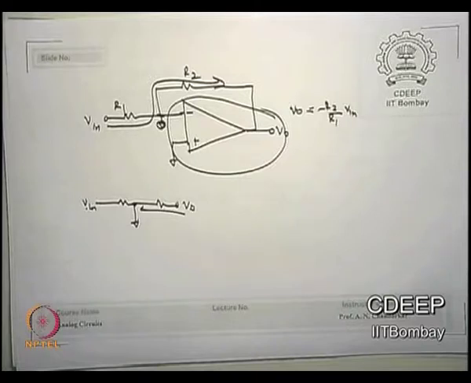R2 by R1, so I kept the ratio the same. 10 ohm by 1 ohm is 10, 100 ohm by 10 ohm is 10, 1 kilo ohm by 100 ohm is 10, 1 mega ohm by 100k is also 10. What values should we choose? As soon as I reduce the current, I actually reduce the power dissipation. Is that clear to you?